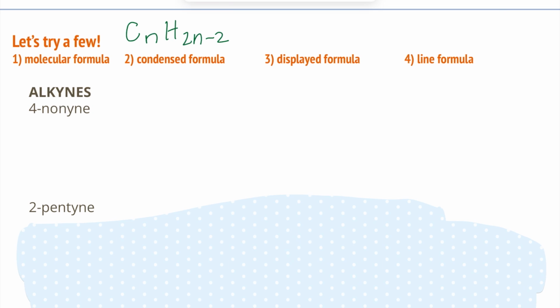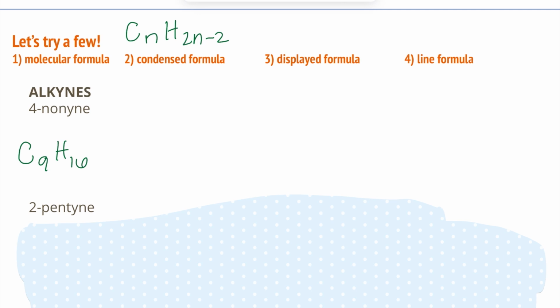All right, let's try a couple of these alkynes. If you want, go ahead and try nonyne on your own. Let's start with the molecular formula. We know that for alkynes with the triple bond, whatever our N is, our H's are going to be 2N minus 2. So we've got non is 9. So then my H's are going to be 2N, which is 18, minus 2. So C9H16. I'm going to wait on my condensed formula until after I have my displayed formula, but feel free to try that one next if you want.